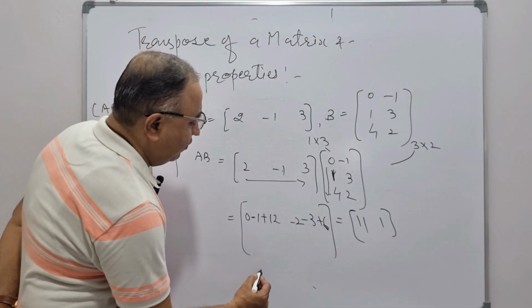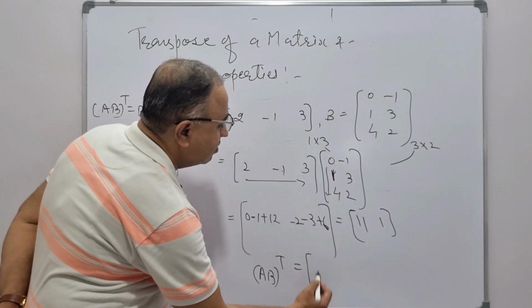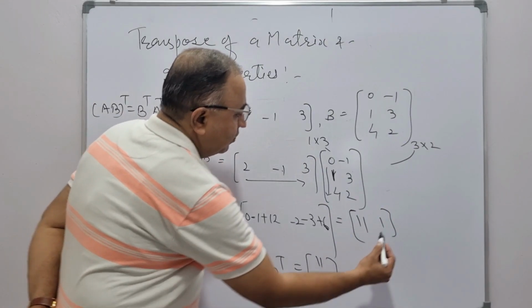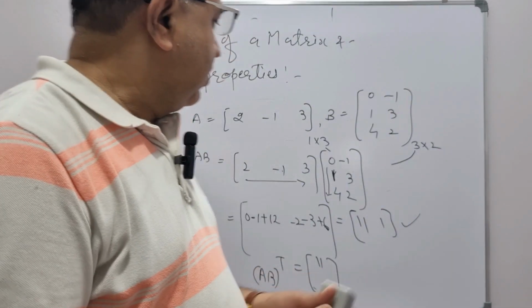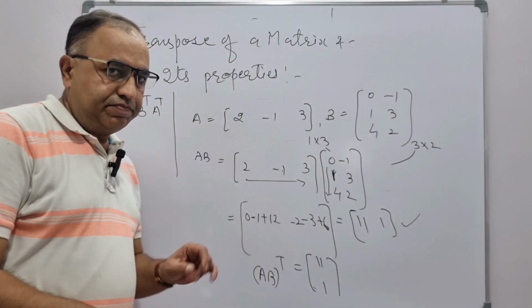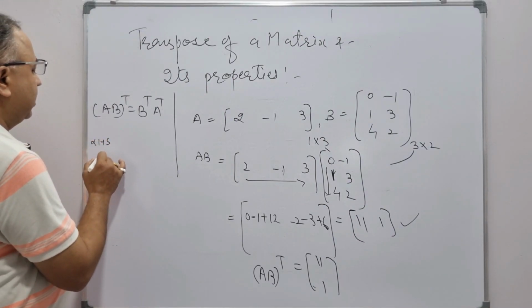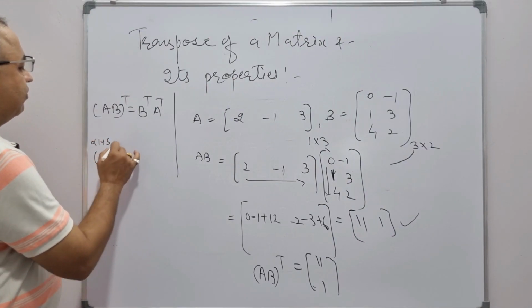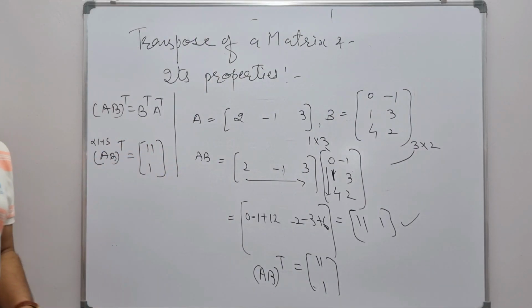Now finding the transpose of AB. What is it? 11, 1. To convert row into column. This is the left hand side, okay? So I hope the left hand side is clear. So I write here the left hand side value: transpose of AB is 11, 1.